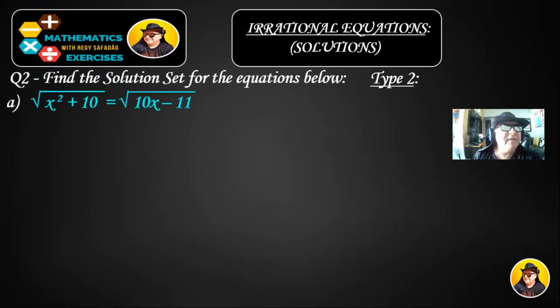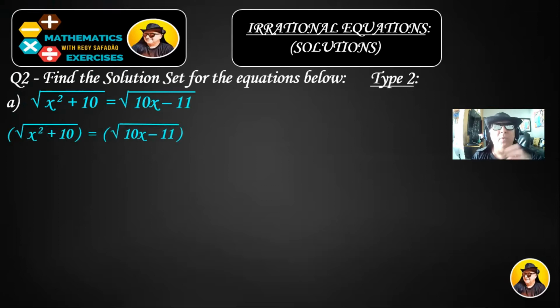See, we have the square root of x squared plus 10 is the square root of 10x minus 11. So let's rewrite them right here. And now we are going to square both sides of the equation in order to cancel out the square root. So we cancel out this. So now we have what remains: x squared plus 10 is 10x minus 11.